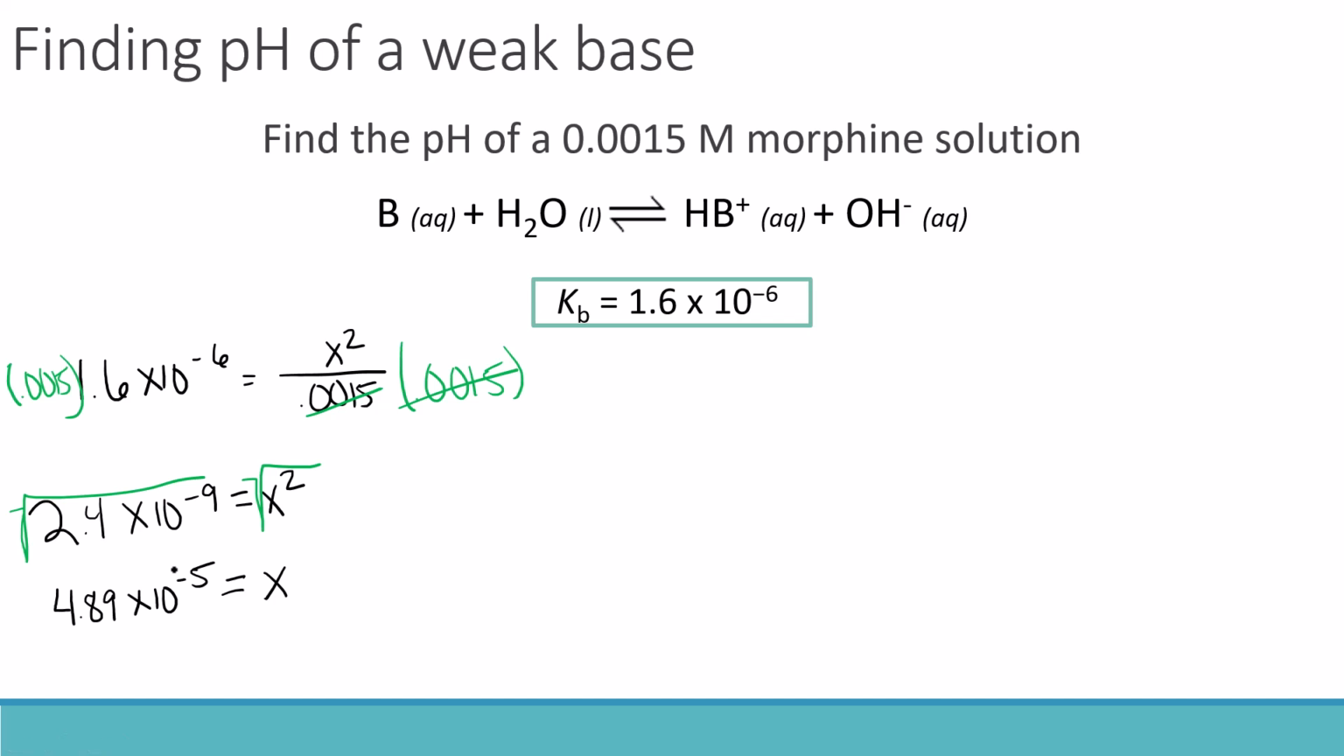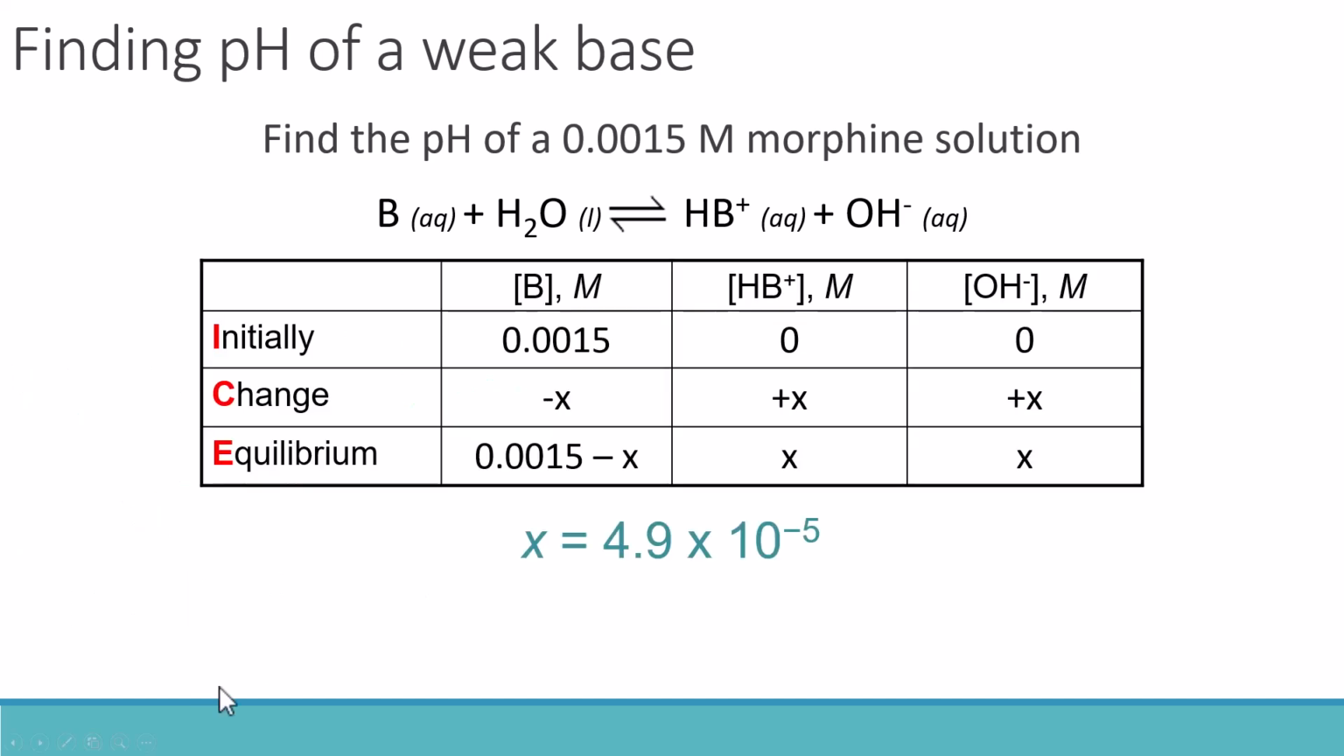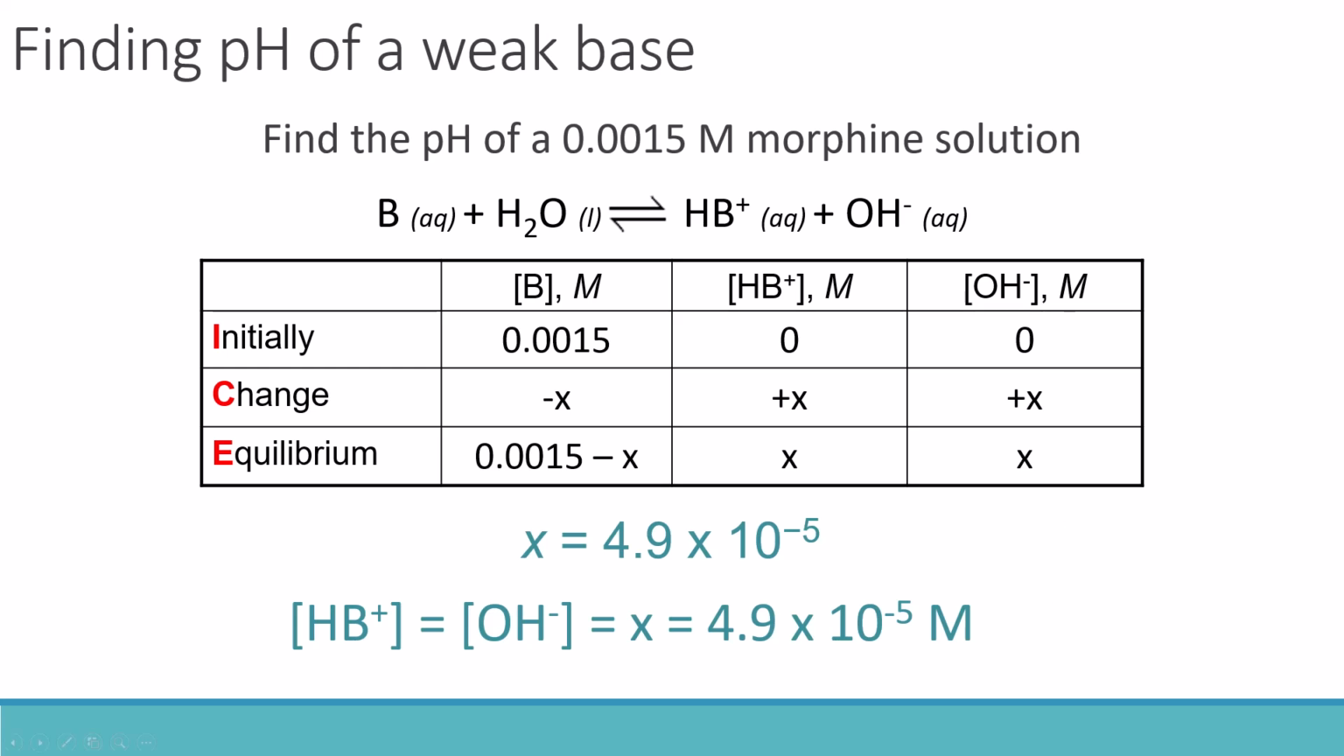All right, we're back to what does this mean? Why did we do this? What was the purpose of the exercise? So remember we had our ICE table. This is just a cleaned up version. We had our ICE table, and we were trying to solve for the concentration of hydroxide. Okay. So X is 4.9 times 10 to the negative 5th. We can also say that the concentration of hydroxide is 4.9 times 10 to the negative 5th molar.